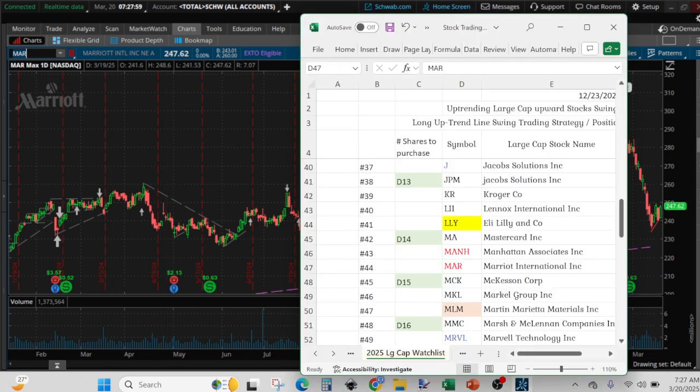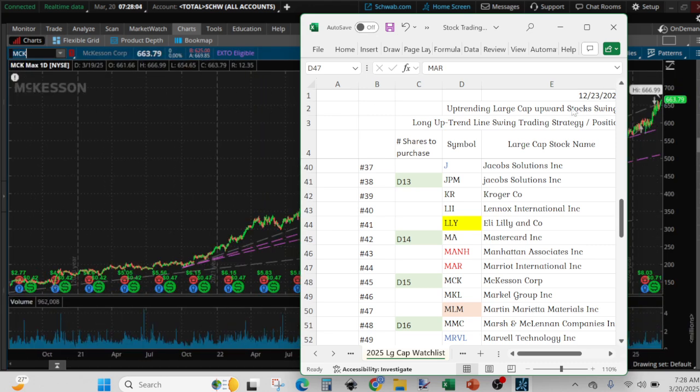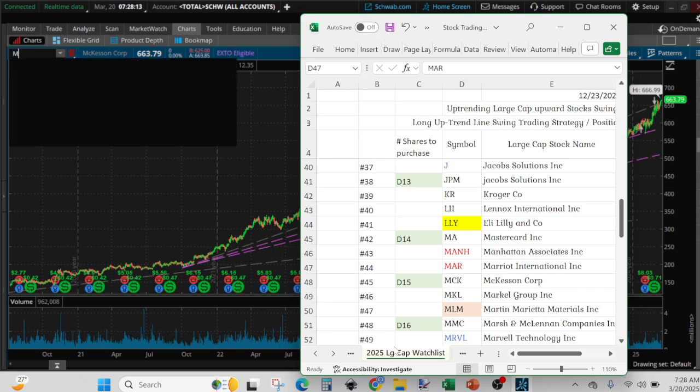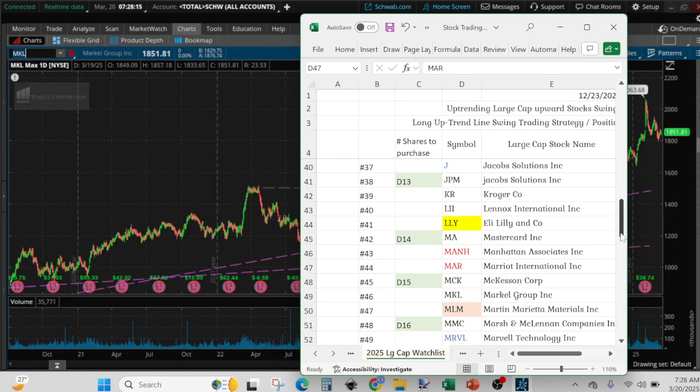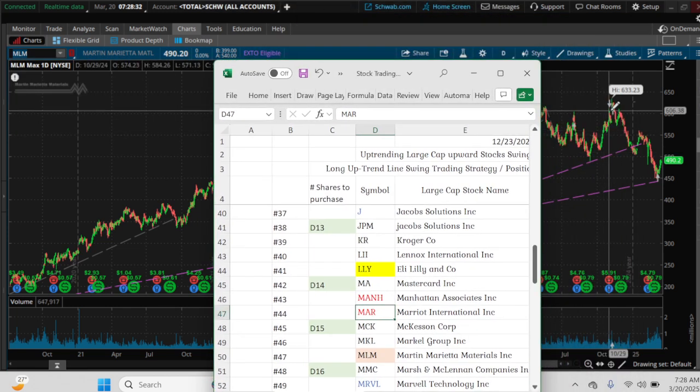MCK. So MCK is higher than the trend line. I purchased it there and I sold it there, so not too long ago. MKL. So MKL is far from the trend line. The next one is MLM. So MLM, we purchased it there and it's going up from there for the time being. But I think we purchased it there and it pulled back on us. When it reached this lower line, we bought it again.